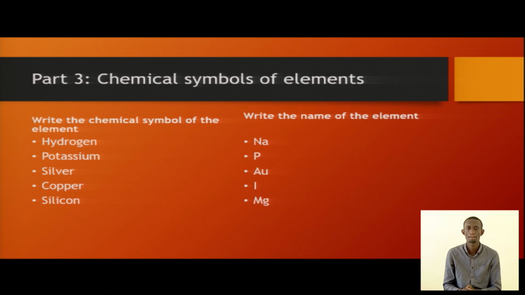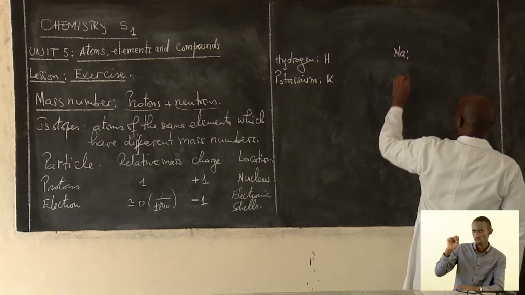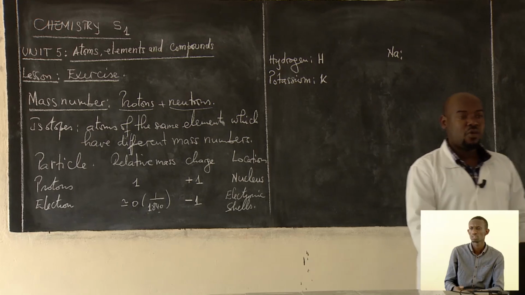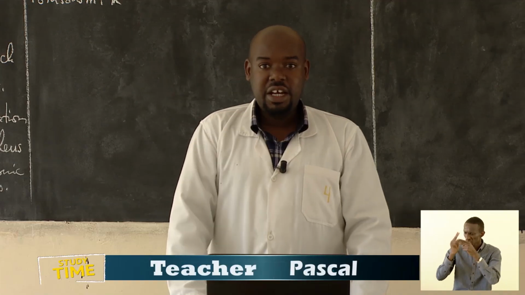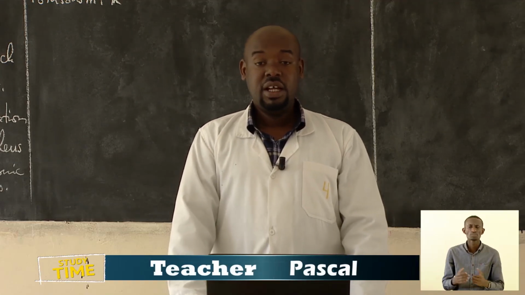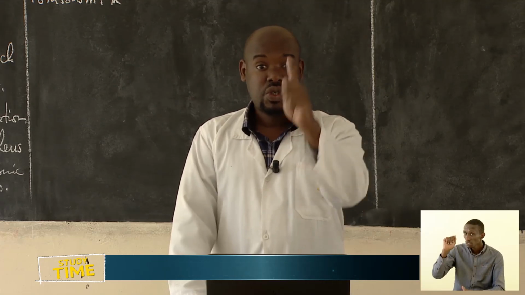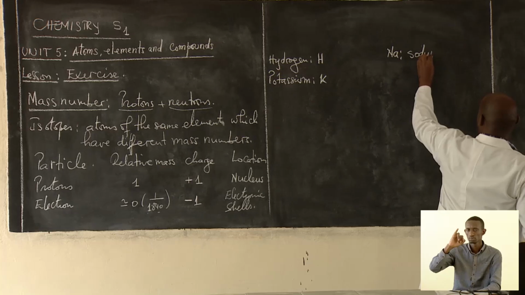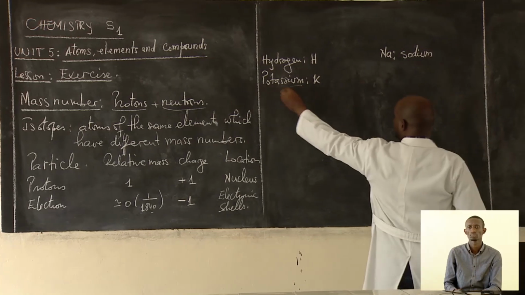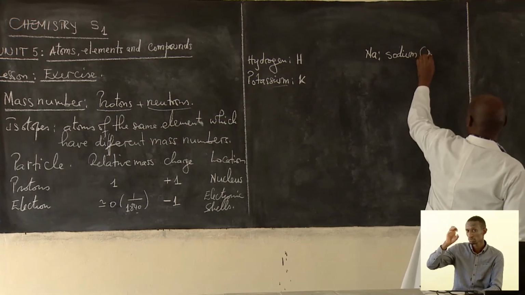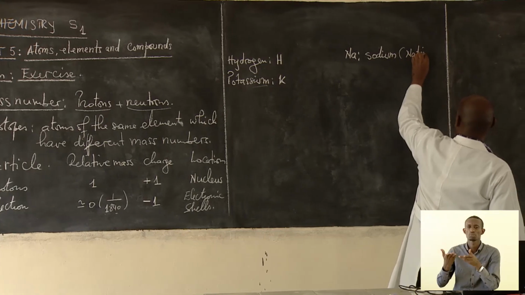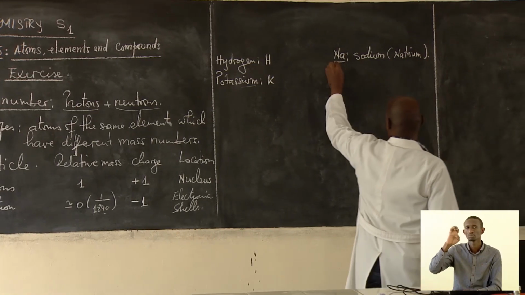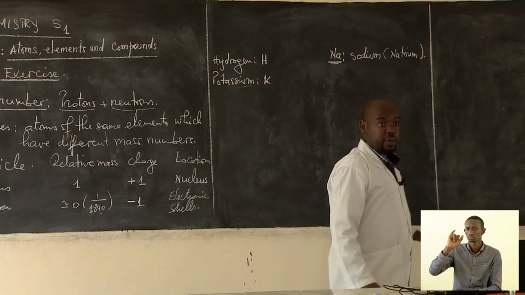From the chemical symbol, we deduce the name. We have Na. What is the name of that element? That one is sodium. Sodium, and just like potassium, it comes from natrium. Natrium. That is why we have Na.